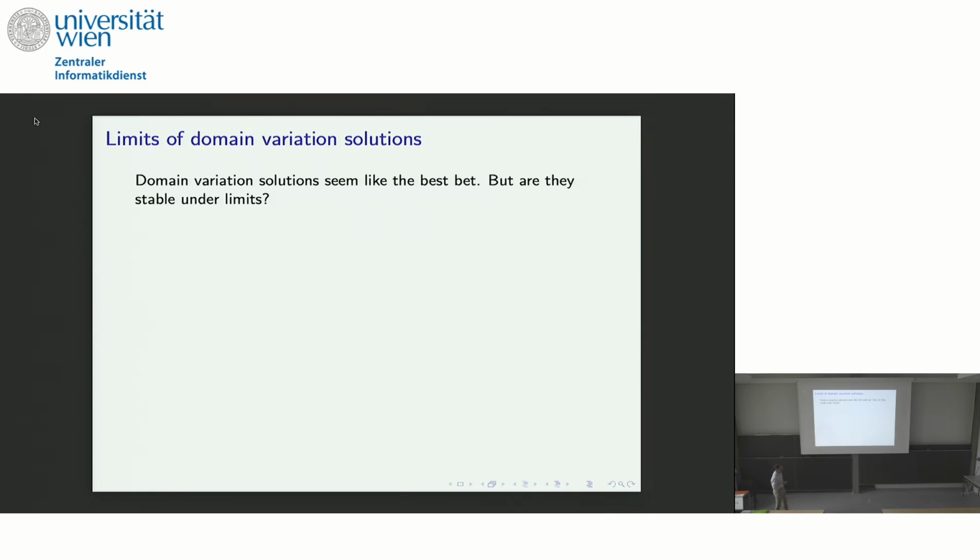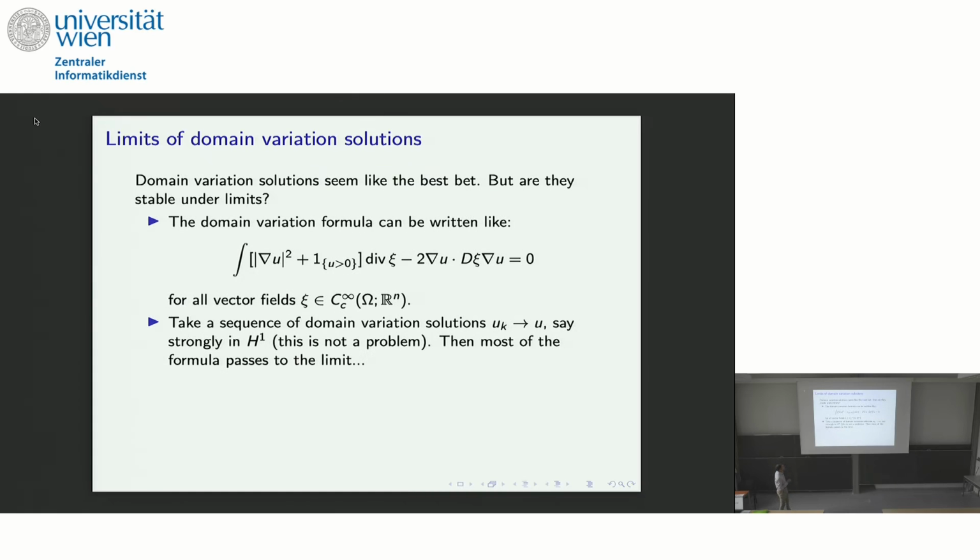Okay, so fine. I'm trying to sell you on domain variation solutions, but I have to actually justify that they're a good notion. I mean, just because it works on the examples doesn't prove anything. So are they stable under limits? So let's try and decide this, right? Like we can write down the domain variation formula.